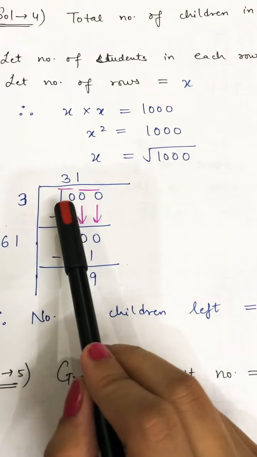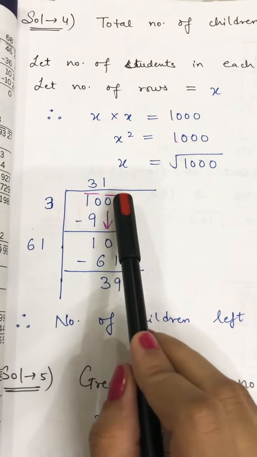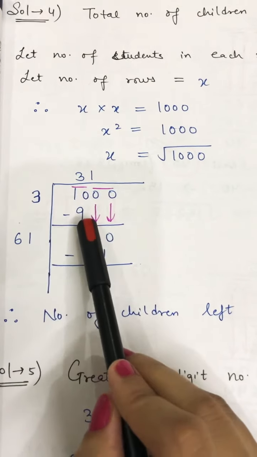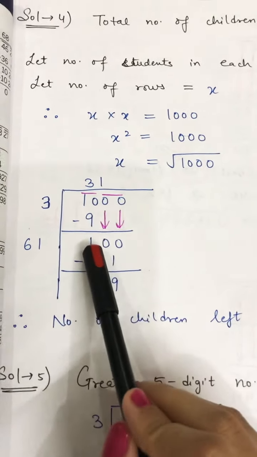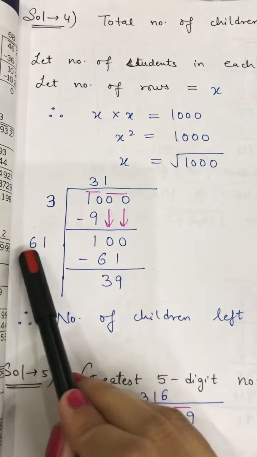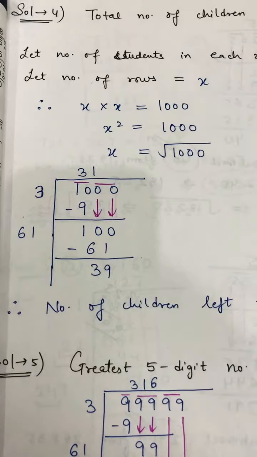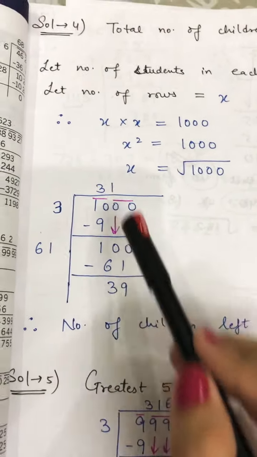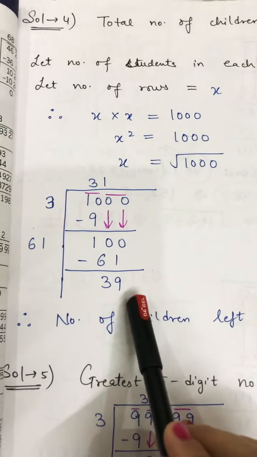Now take 1000 and do pairing. 3 3s are 9. Now 1 is left, and take these two 0s together. Now 3 plus 3 is 6, and it will go on which table now? So you have to write 1 here and 1 there. So 61 ones are 61. So the remainder will be 39.